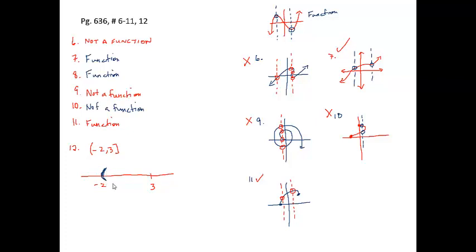So I have one facing to the right on -2. There's a bracket on 3, and it's facing to the left. Great. These guys are going to run into each other, so I just shade in here.